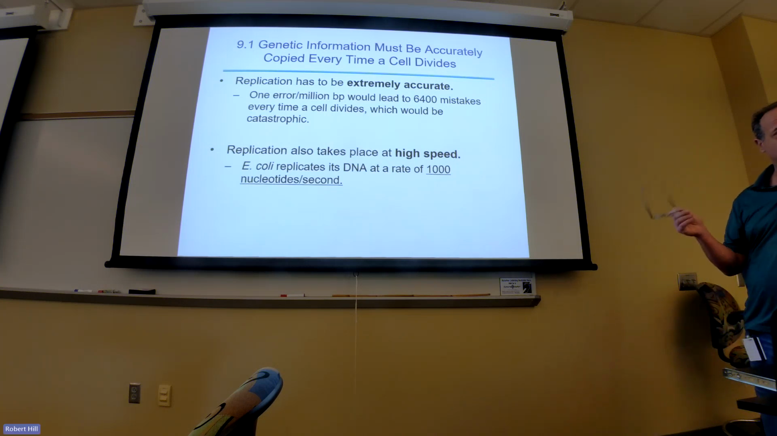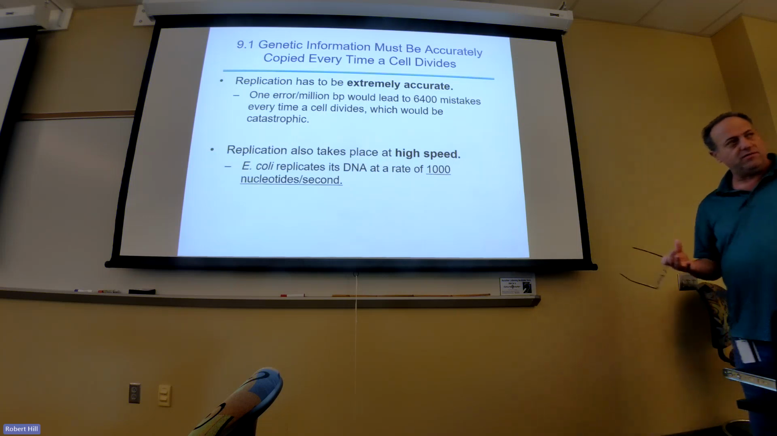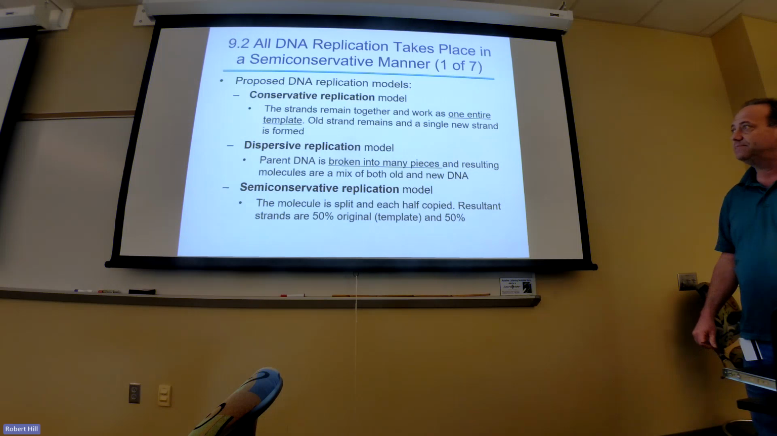Also, it has to be quick. At 1,000 nucleotides per second, this enzyme is churning out new strands of DNA. And it's occurring at just one point, especially, as we'll see in eukaryotic chromosomal replication, you have multiple replicons, or portions of the chromosome that are being replicated.